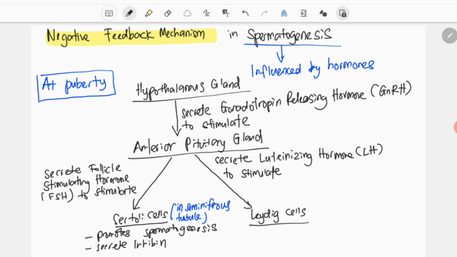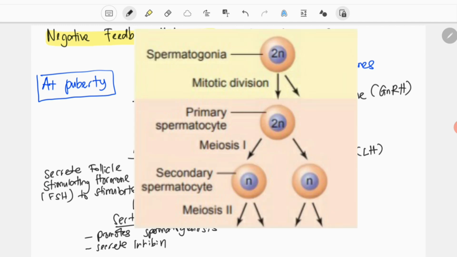So nampak tak? Apabila hypothalamus secrete GnRH semasa puberty, barulah Sertoli cell akan eventually promote spermatogenesis. Maksudnya akan berlaku semasa puberty juga. So ini adalah proses yang akan stimulate spermatogonium untuk start to divide by mitosis to form primary spermatocyte, iaitu semasa puberty.